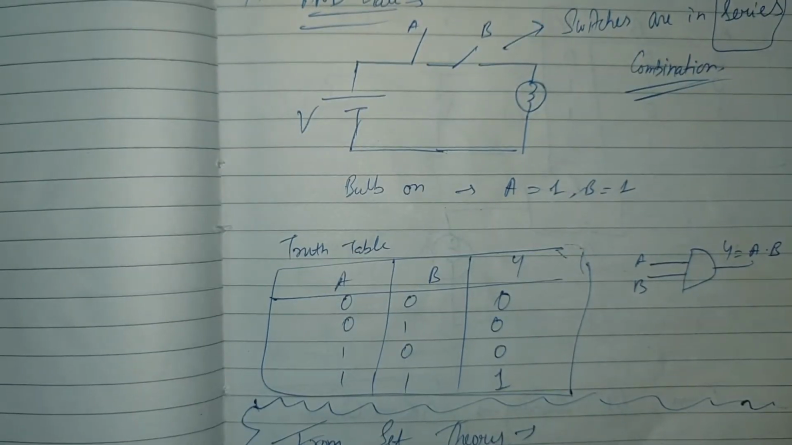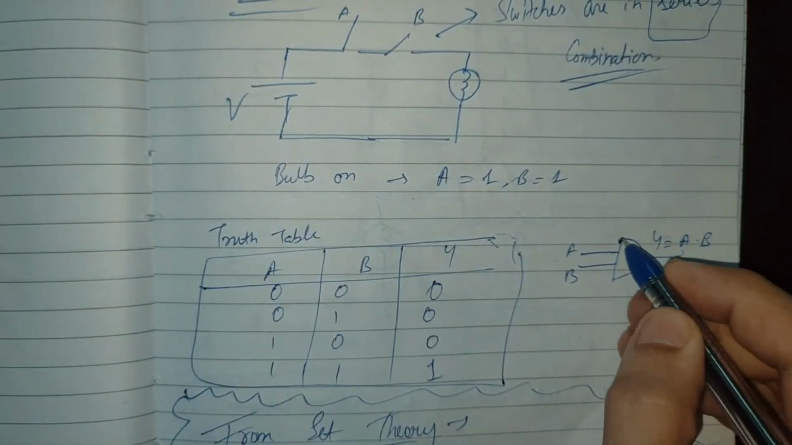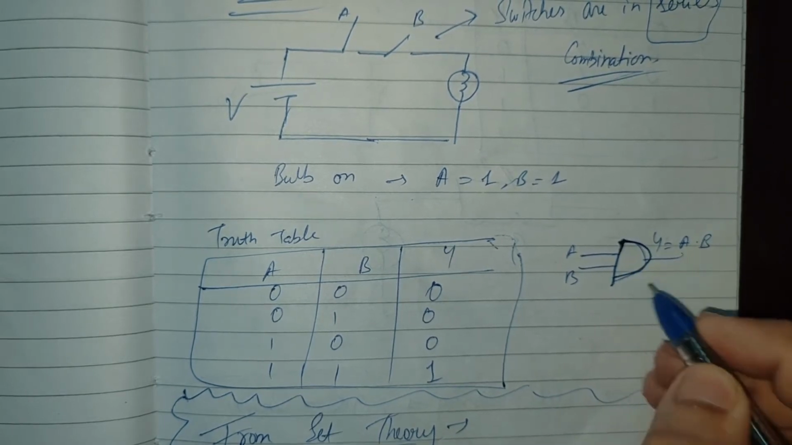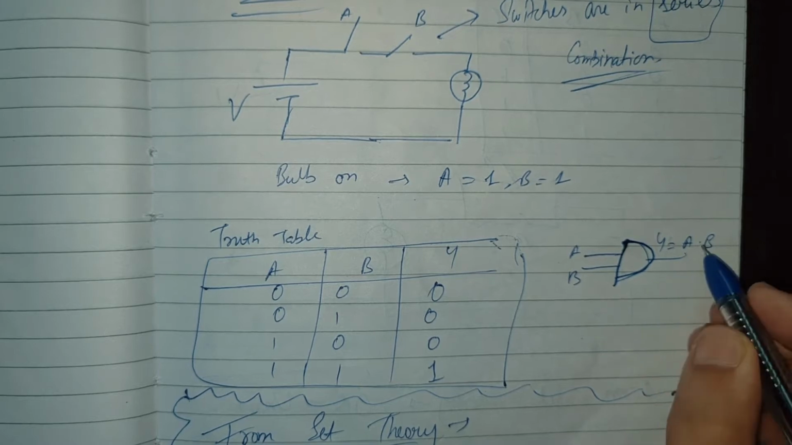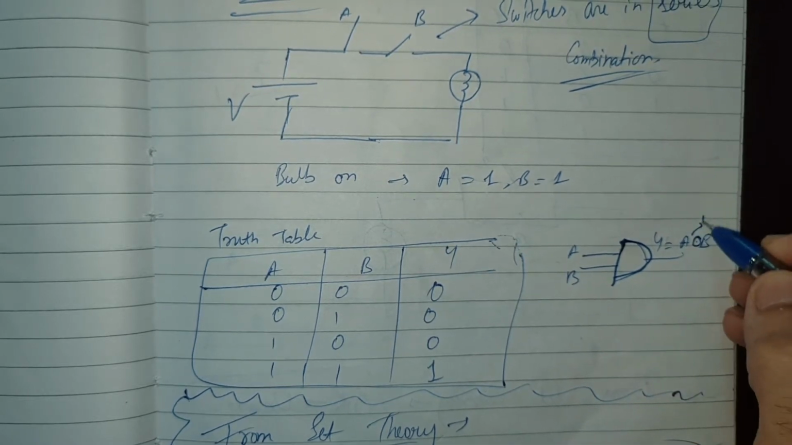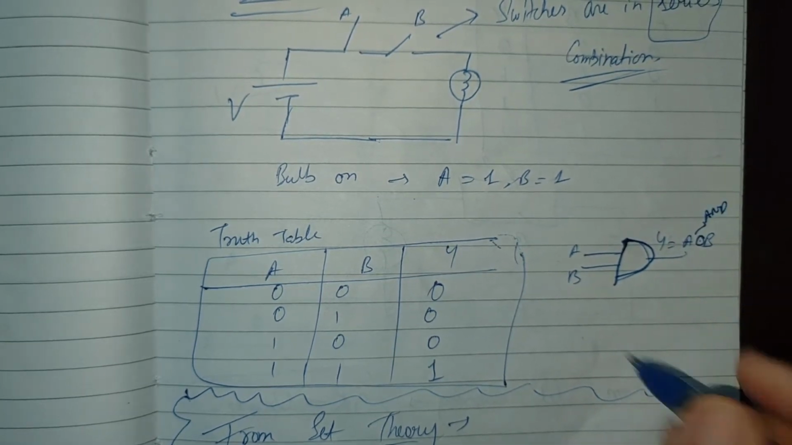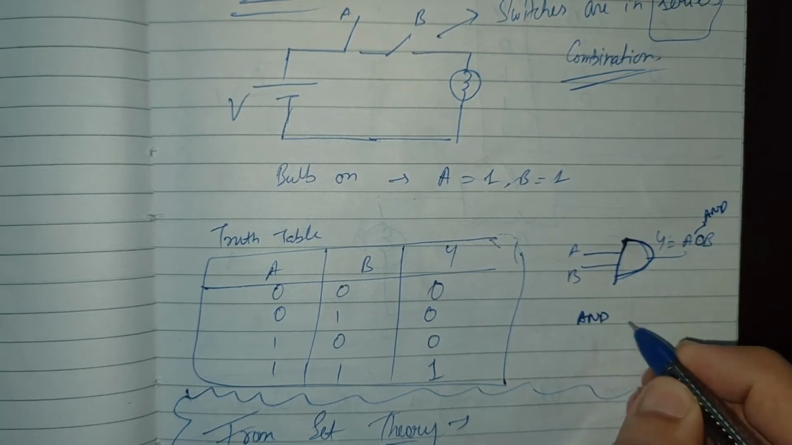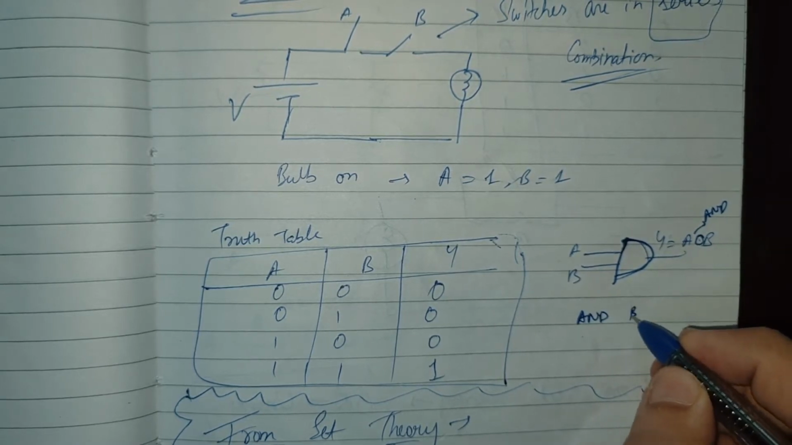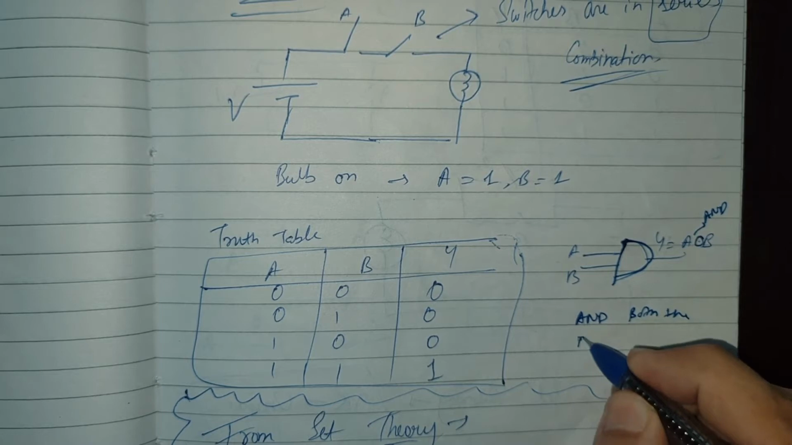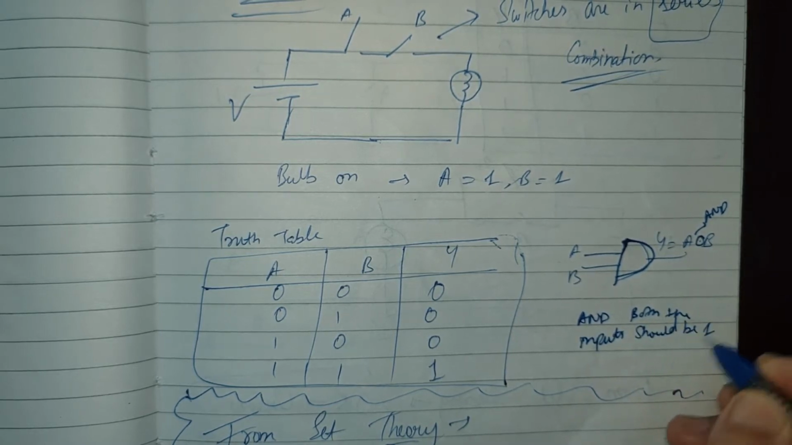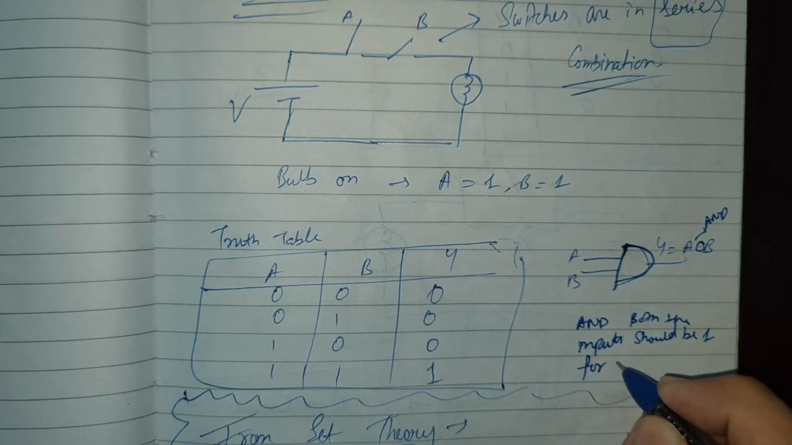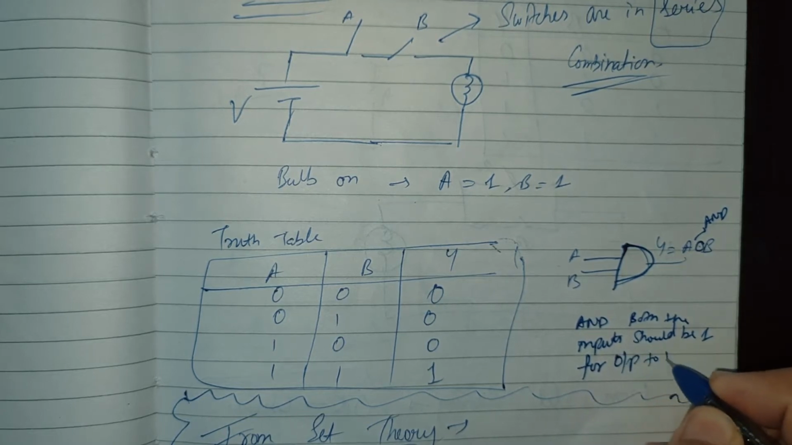If we have two inputs A and B, this is the representation of the AND gate, then Y is equal to A dot B. Here dot represents AND, and the meaning of AND is that both the inputs should be 1 for the output to be 1.